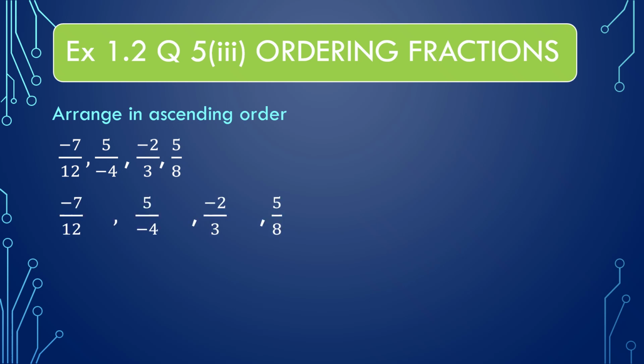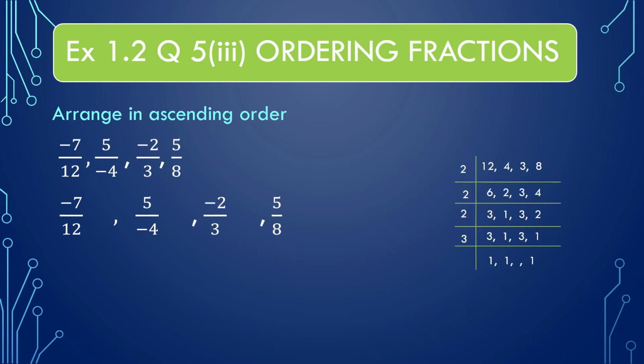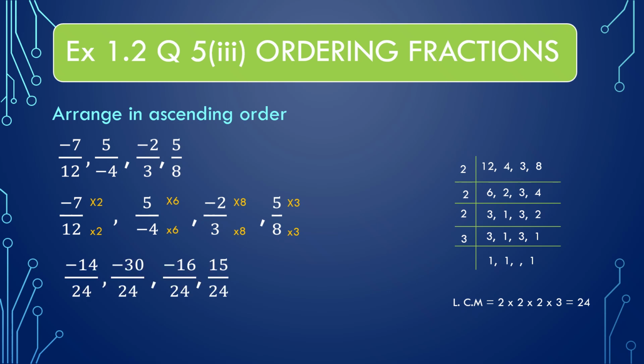Now let's take the LCM of these numbers. We have 12, minus 4, 3 and 8. When we take the LCM of these numbers, we get 24. It means 24 is the common multiple of 12, minus 4, 3 and 8. So let's make the common denominator. Here 12 into 2 is 24, 4 into 6 is 24, 3 into 8 is 24, and 8 into 3 is 24.